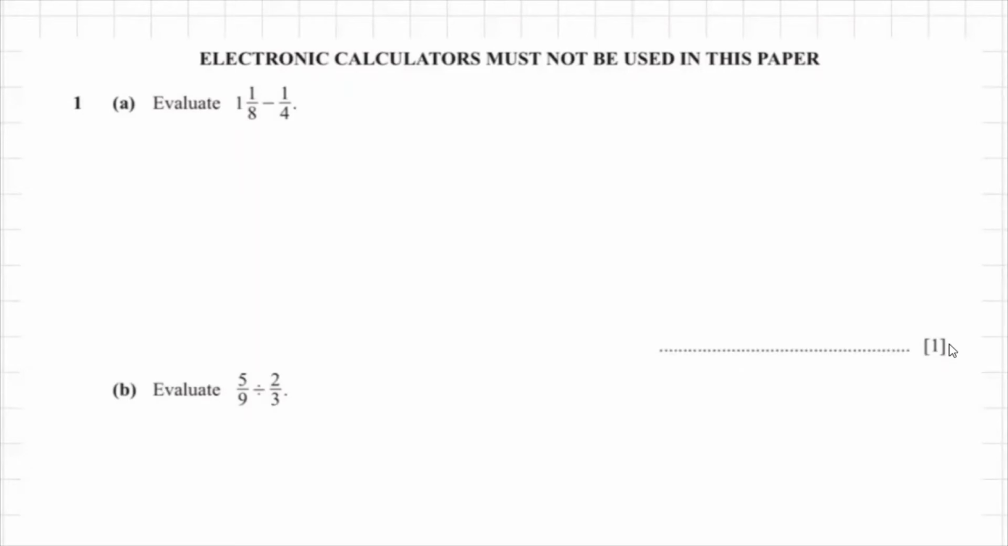Let's begin. Evaluate 1 whole 1 over 8 minus 1 over 4. First of all, we have to change this into an improper fraction, which will be 9 over 8 minus 1 over 4. The LCM will be 8, so multiply this by 2, multiply this by 2. 9 minus 2 equals 7 over 8. The answer is 7 over 8.